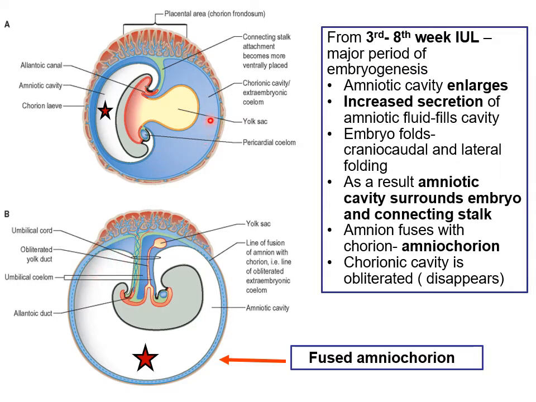The original blue was the chorionic cavity. See how large it was. But now, because of this enlarging amniotic cavity, the chorionic cavity is getting obliterated or disappearing. How does it disappear? Because this amnion, that is this lining here in the previous picture, will fuse with this chorion. See, the amnion has fused with the original chorion. So you get a fused membrane known as the amniochorion.